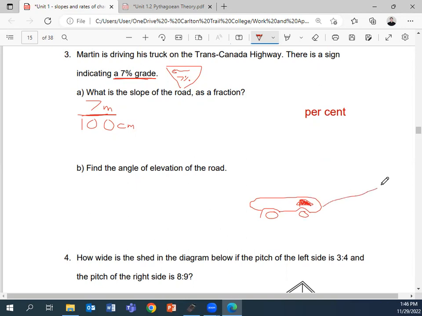So draw yourself a lovely little triangle if you're ever unsure. This is what he's driving on. He's driving up this little slope here, and it goes up 7 for every 100 meters or 100 something. We don't actually know, they didn't give us a unit of measurement, but it goes up by 7 for every 100. So I want to find this angle here, right? This is the angle of elevation, isn't it? I'm driving into that cliff wall.